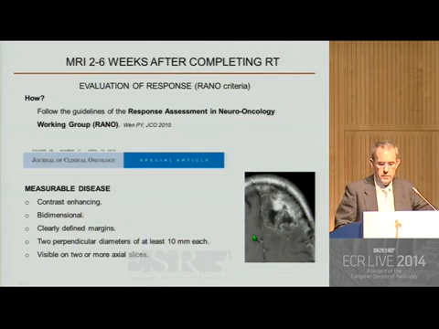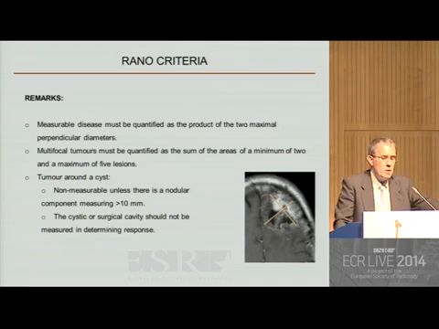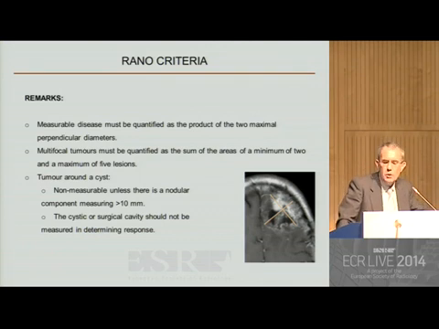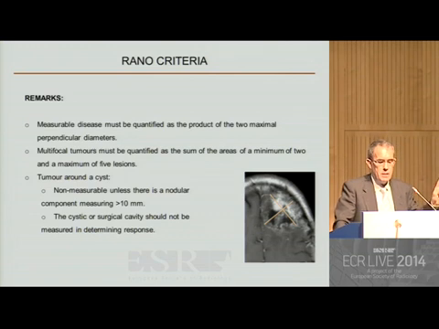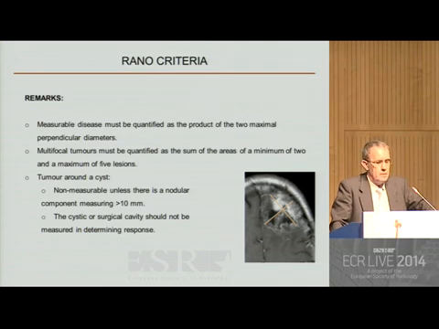Some remarks. Measurable disease must be quantified as the product of the two maximal perpendicular diameters. What about multifocal tumors? When we find a multifocal tumor, it must be quantified as the sum of the areas of a minimum of 2 and a maximum of 5 lesions. And when the tumor is around a cyst, the lesion must be considered non-measurable unless there is a nodular component measuring more than 10 millimeters, and the cystic or surgical cavity should not be measured in determining response.